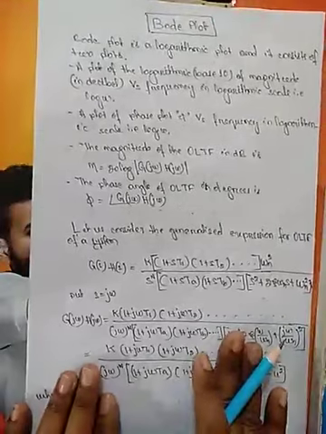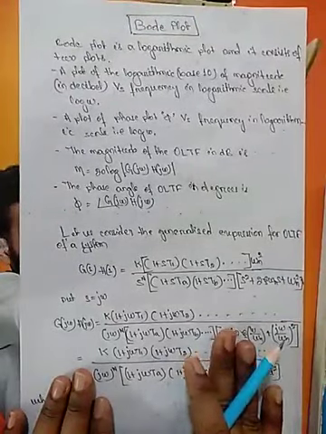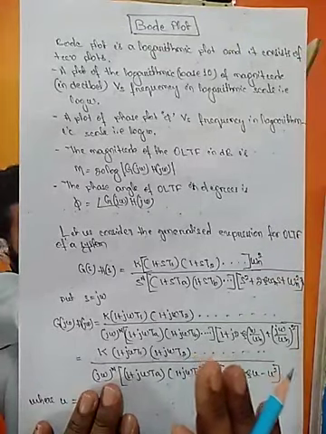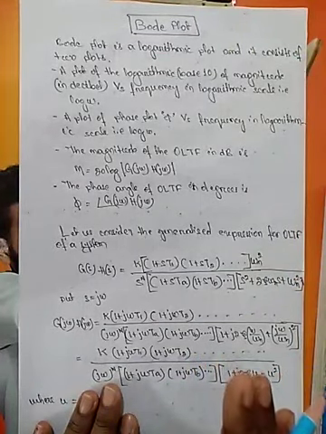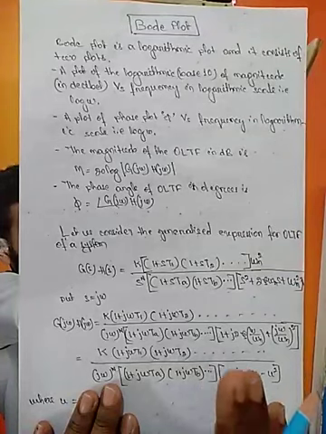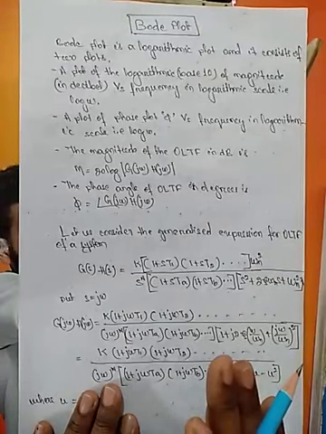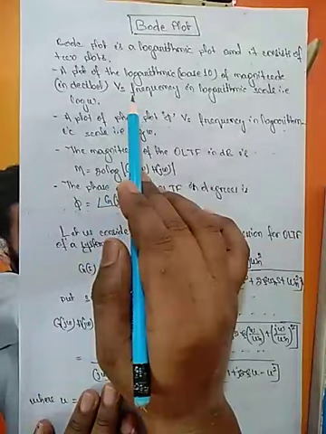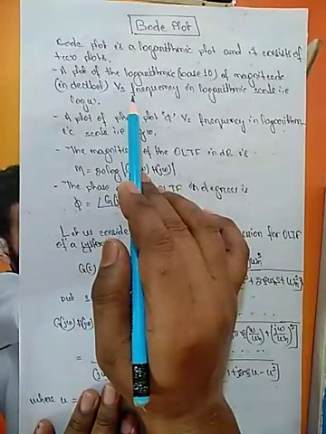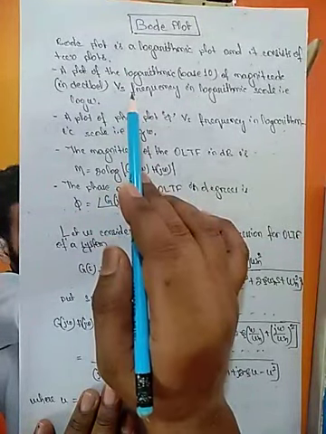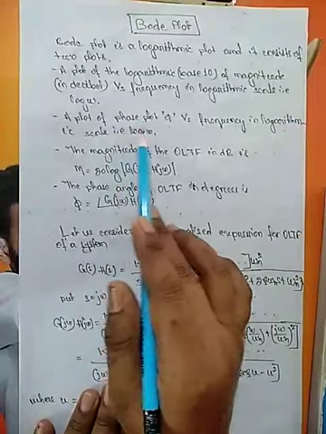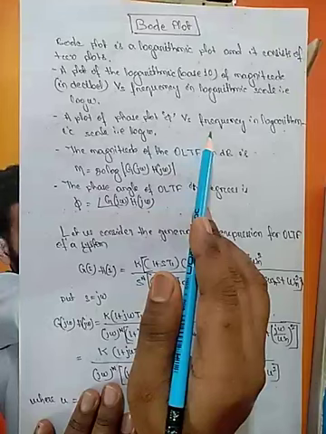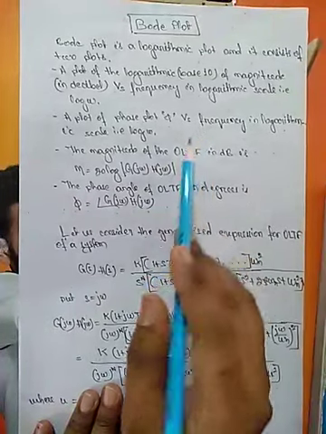In this topic, we will discuss Bode plot. Bode plot is a logarithmic plot and it consists of two plots. The first is the plot of the magnitude versus frequency in logarithmic scale, and second, it is a plot of phase angle versus frequency in logarithmic plane.